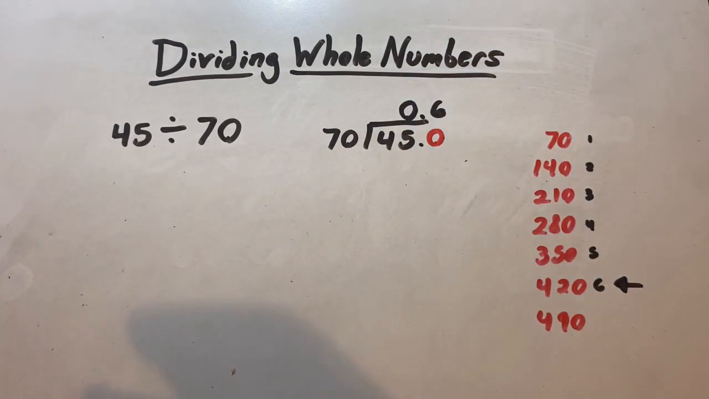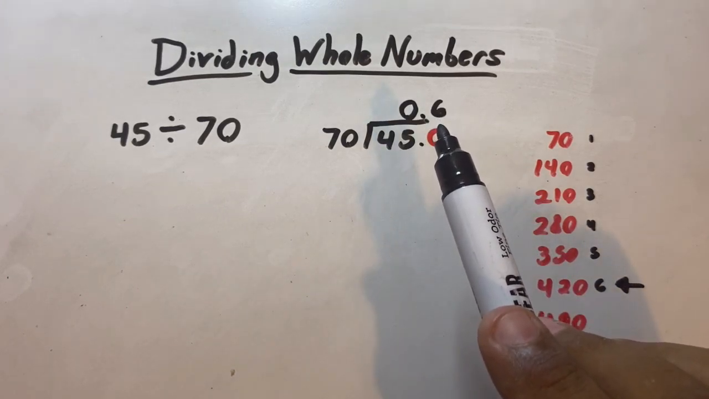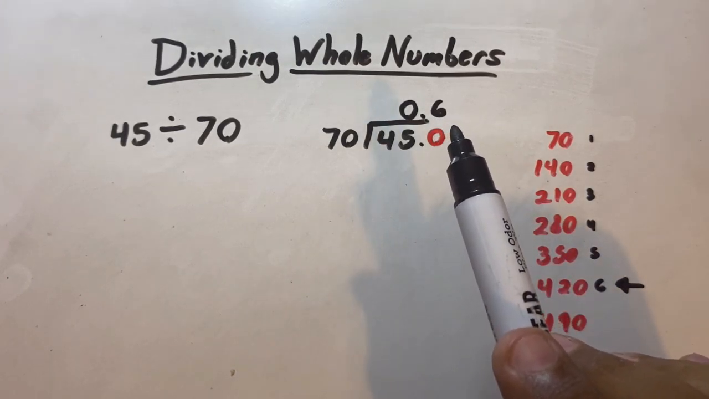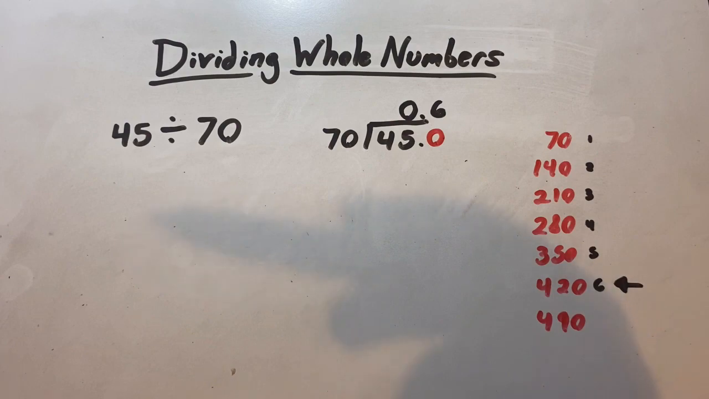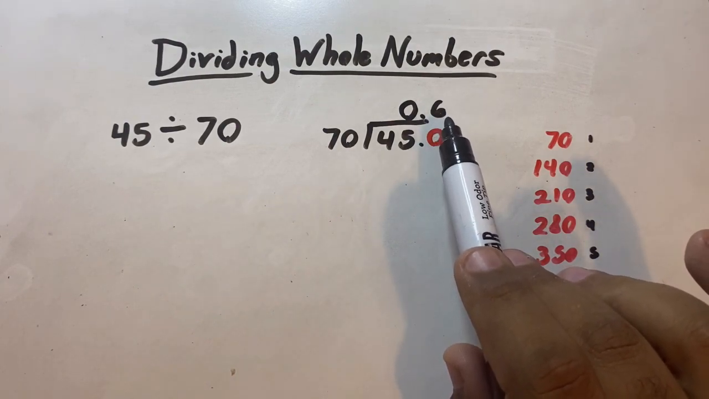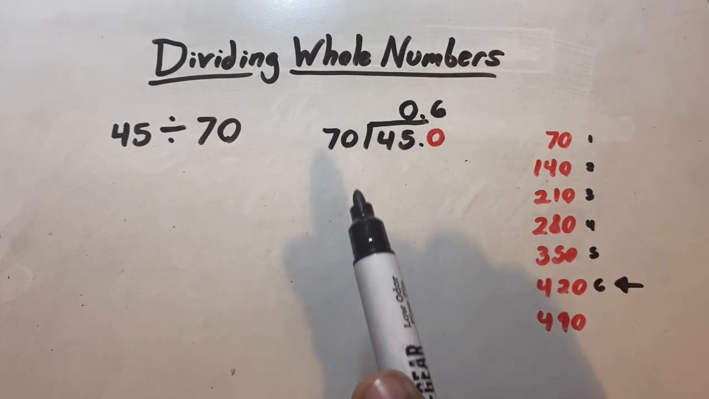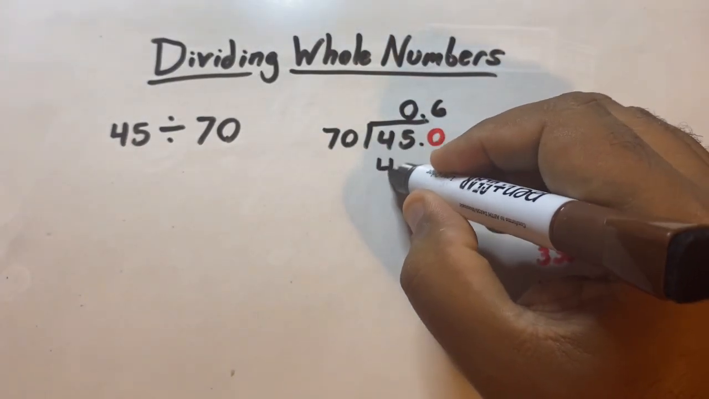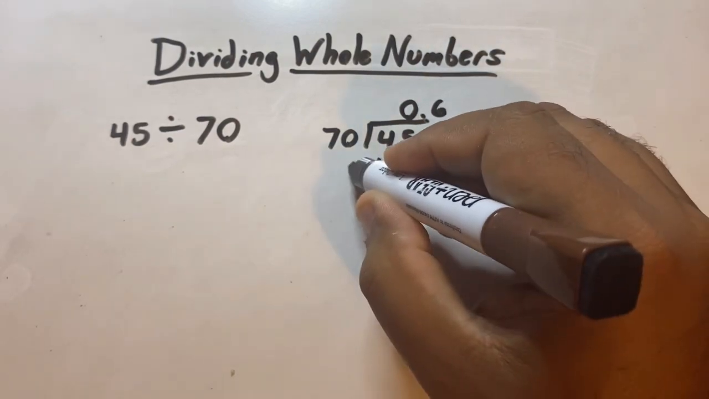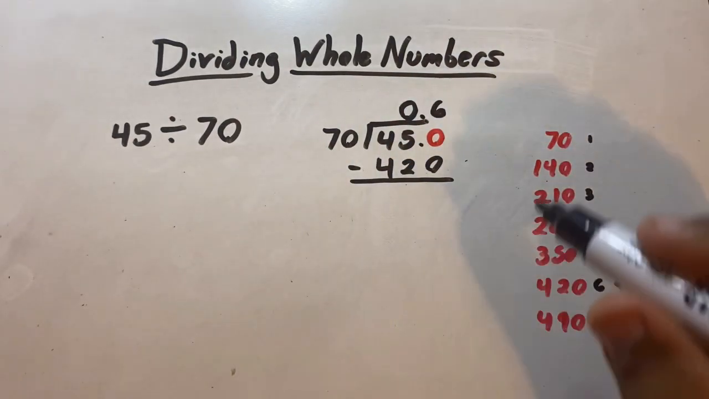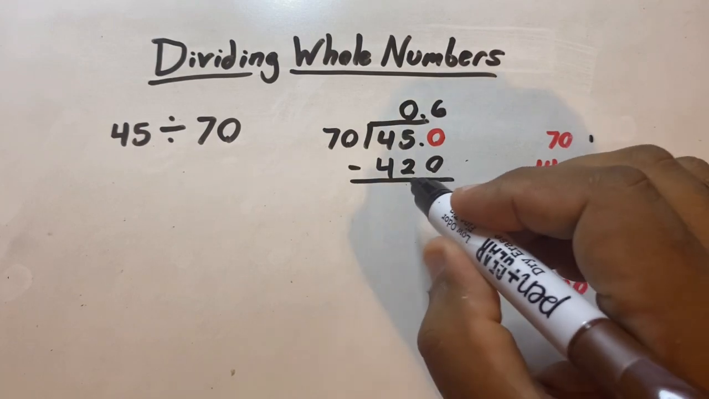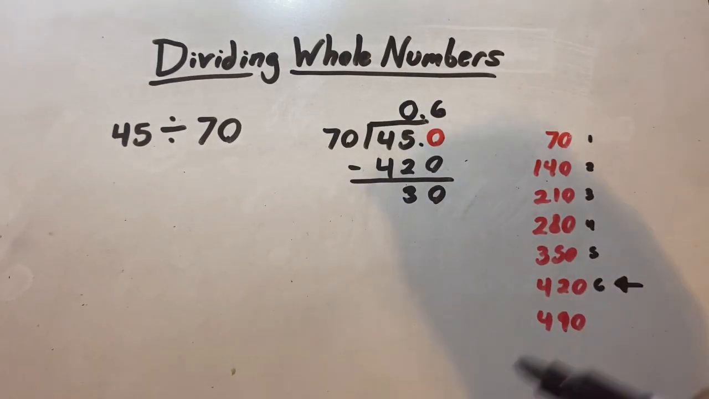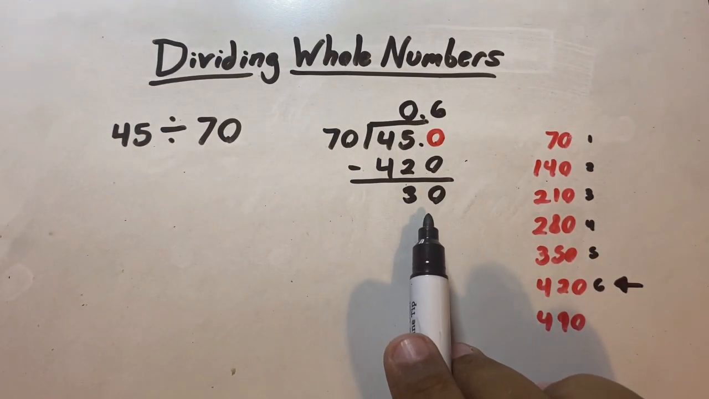Now this does not mean we're done. Here we only have one digit. I want to get to at least the second one. And how do we do that? Very simple. We're going to multiply this 6 by 70. And if you already have it here, we know that that would be 420. And we subtract. 0 minus 0 is 0, 5 minus 2 is 3, 4 minus 4 is 0. So now we have 30.